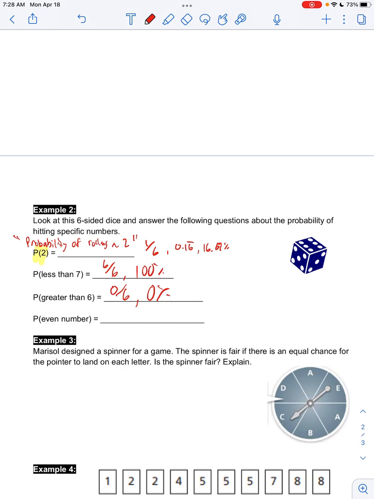And the probability of an even number. A number cube has the numbers 2, 4, and 6. That's 3 out of 6, which is 1/2 or 50%.